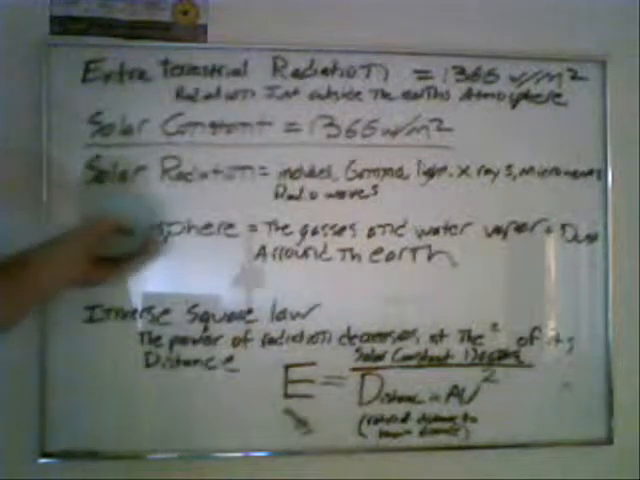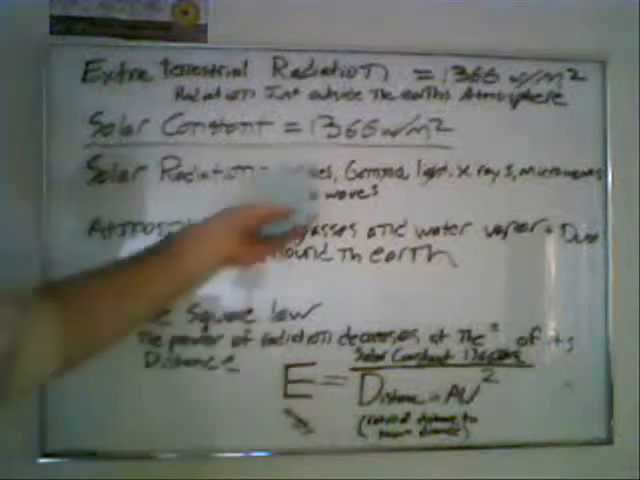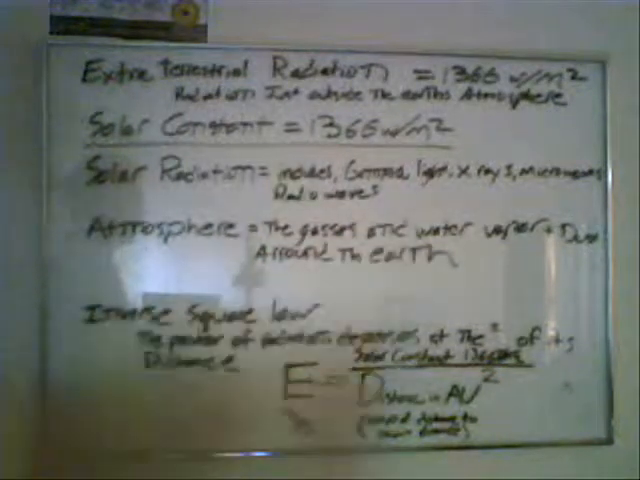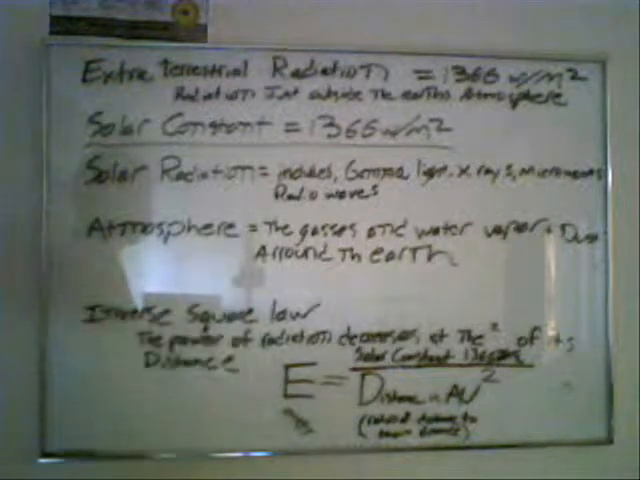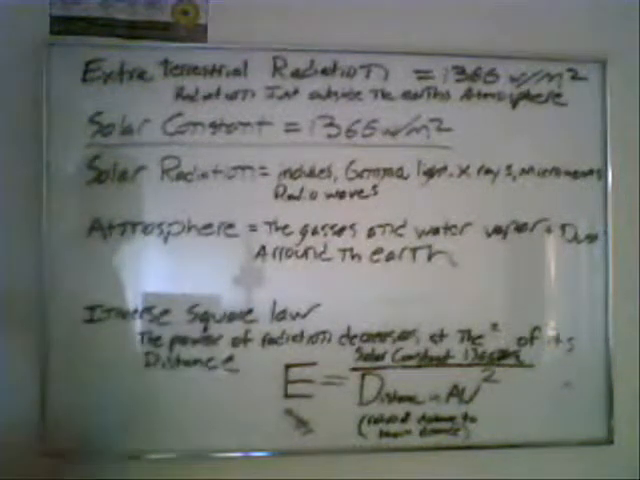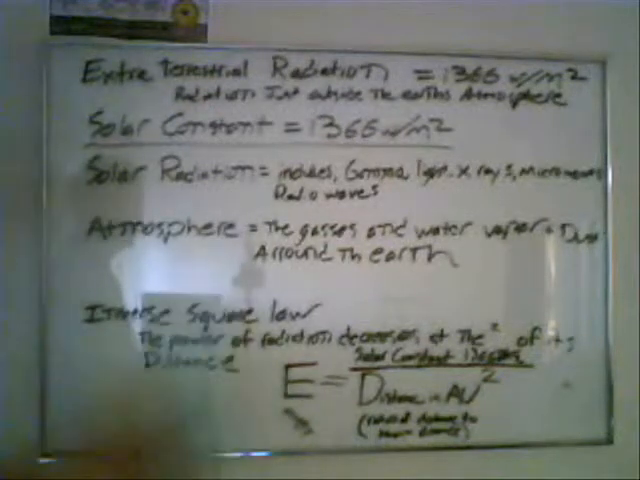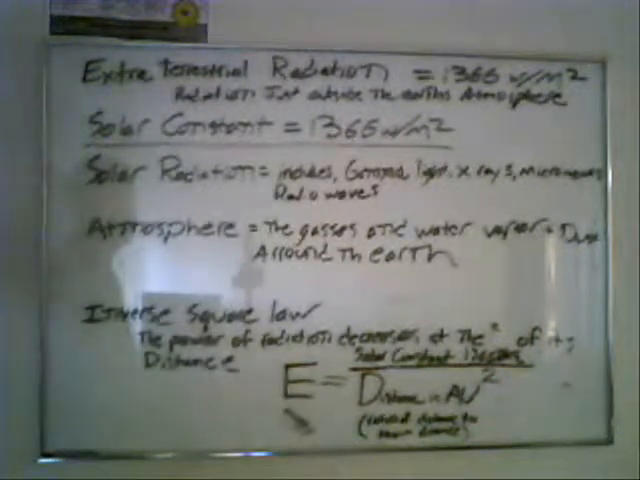Solar radiation. This is all the radiation that comes from the sun. It includes gamma rays, visible light, X-rays, microwaves, radio waves. The atmosphere. For our purposes, that is the gas, the water vapor, and dust that surrounds the Earth.